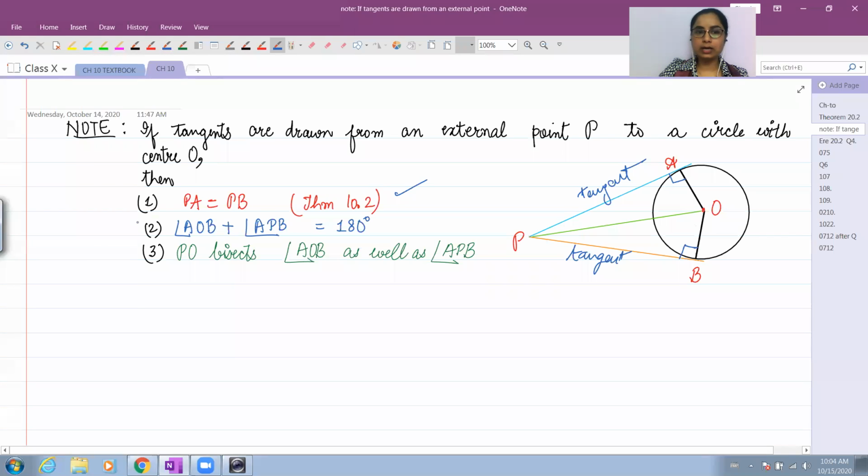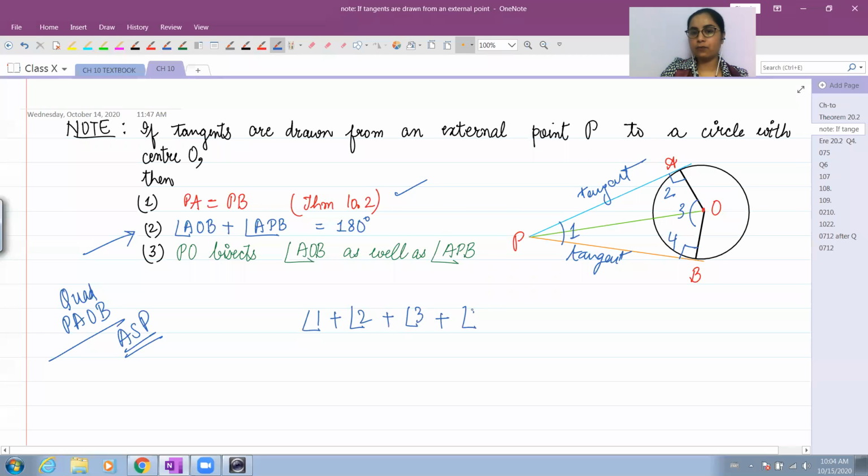How do we prove this? If we have to prove this, in quadrilateral PAOB, use the angle sum property. So angle 1 plus 2 plus 3 plus 4 will be equal to 360 degrees. Angle sum property of a quadrilateral states that the sum of the four angles of a quadrilateral is 360 degrees.